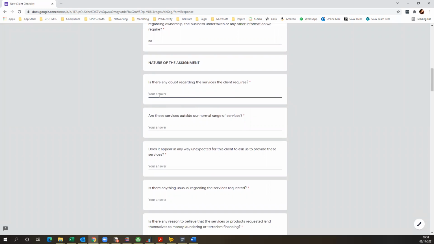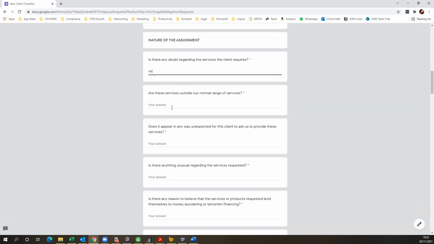Is there any doubt regarding, oh yeah, this is about the nature of the assignment. So we've moved on from the client now, we're looking at what we're being asked to do. Is there any doubt regarding the services the client requires? If you've got any doubts, write what your doubt is. If not, then write no.